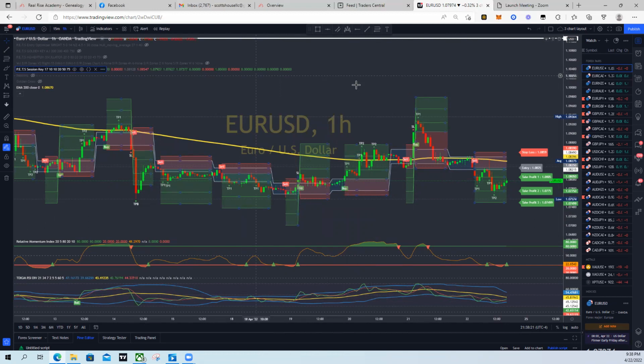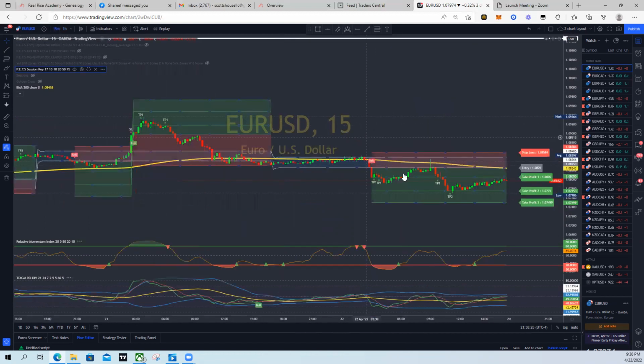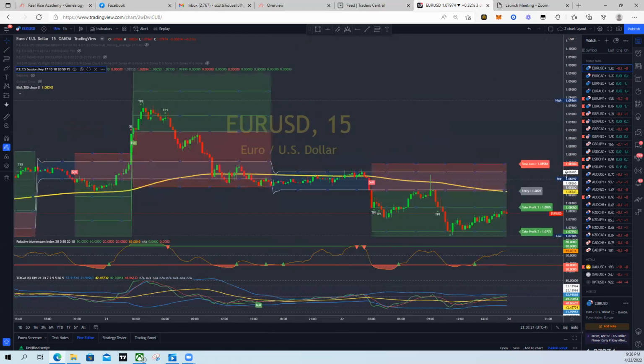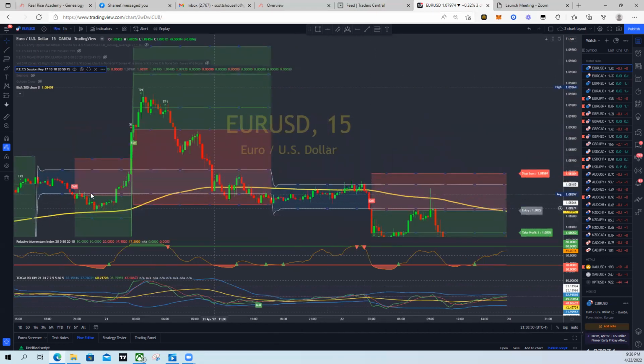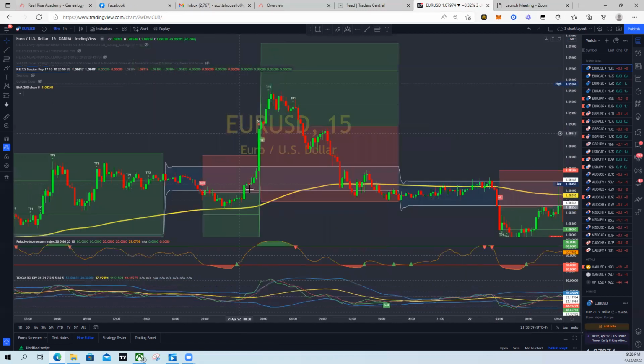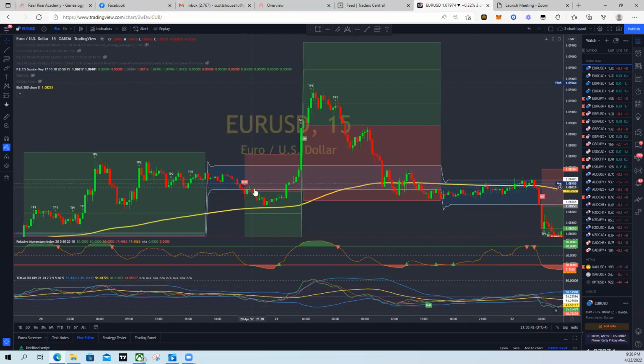Now, if you want to find a better entry, you can go down to the 15-minute. Now, notice what happened here at the 15-minute. You caught the sell a little bit earlier. Notice here you caught the buy maybe a little bit earlier. So instead of waiting for the hour candle to finish, you are going to get in the first 15 minutes of that hour candle. Notice here you caught the sell very early.